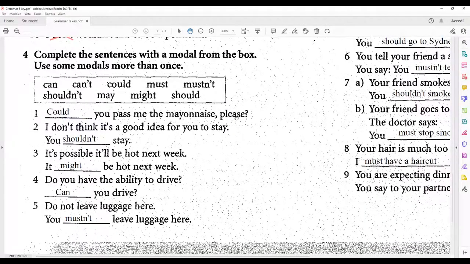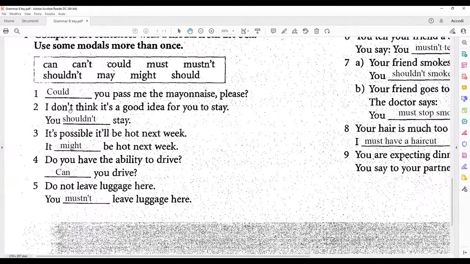Could you pass me the mayonnaise, please? Okay, right? It's courtesy, right? Could you please, education, to be polite. Could you pass me?